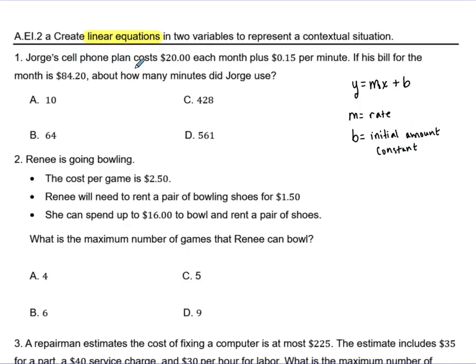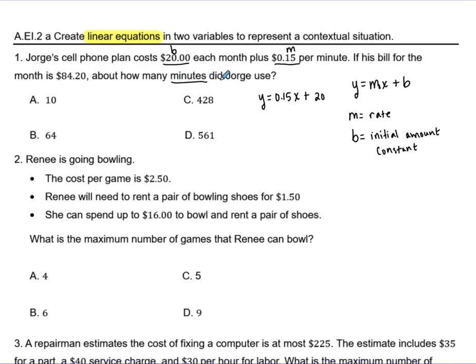We have Jorge's cell phone plan costs $20 each month plus 15 cents per minute. So 15 cents is the slope, it's per minute, and then $20 is the y-intercept. Once you have these two, you can go ahead and write your equation. So you have 15 cents per minute, so we'll just use x for minutes, plus the $20 fee. Not $200, $20 fee.